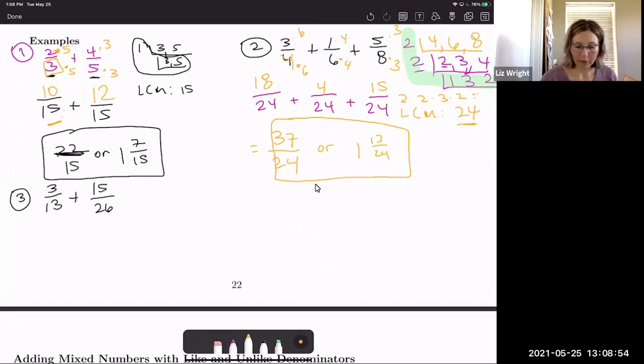So in this situation, our least common multiple is going to be 26 because 13 times 2 is going to give us 26. So I'm just going to rewrite both of these again with our common denominator of 26. So that's going to give me a 6 over here because 3 times 2 is going to give me 6. The 15 is going to remain the same. And then I'm ready to say, well, 15 plus 6 is going to give me 21. And 21 over 26 is my answer.